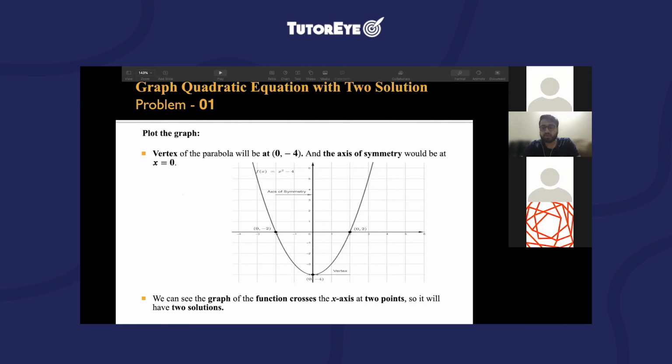And now when we plot this graph, this graph meets the x-axis at 2 points, which are minus 2 comma 0 and 2 comma 0. These two are the solutions for this equation which we were trying to solve. So hence, this is the method by which we can solve the quadratic equation using the graphical method.